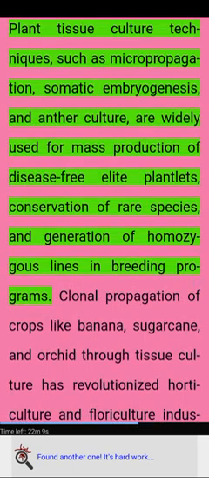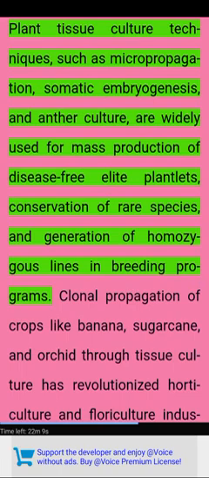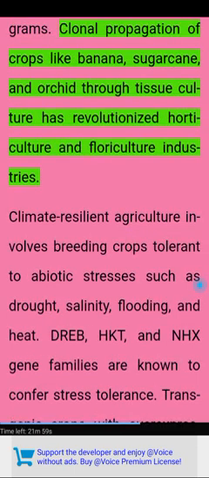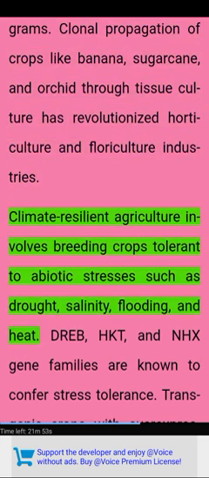Plant tissue culture techniques, such as micropropagation, somatic embryogenesis, and anther culture, are widely used for mass production of disease-free plantlets, conservation of rare species, and generation of homozygous lines in breeding programs. Clonal propagation of crops like banana, sugarcane, and orchid through tissue culture has revolutionized horticulture and floriculture industries.